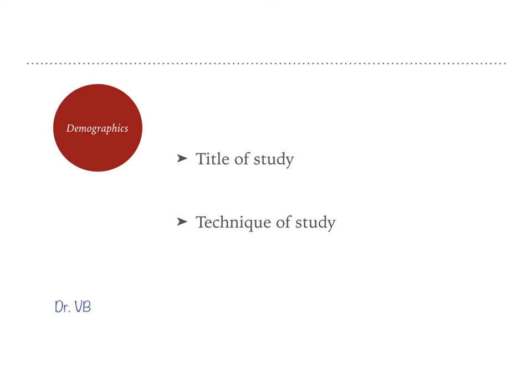Out of these, usually the variables that tend to exist are the title of the study and the technique of the study, which tends to vary depending on what type of study you are doing.